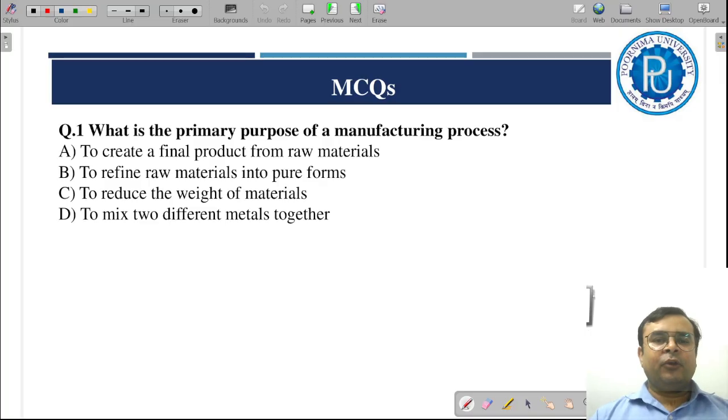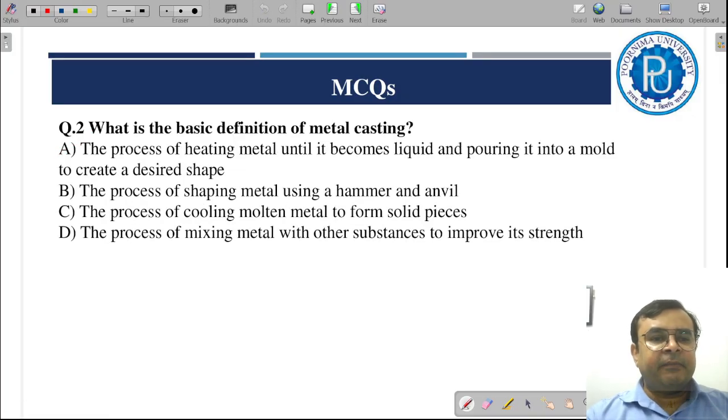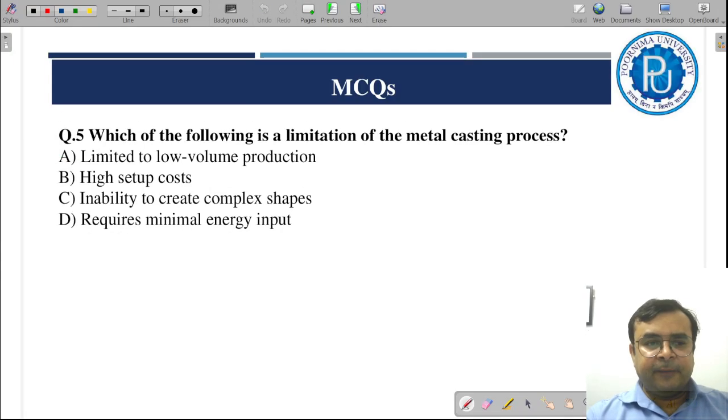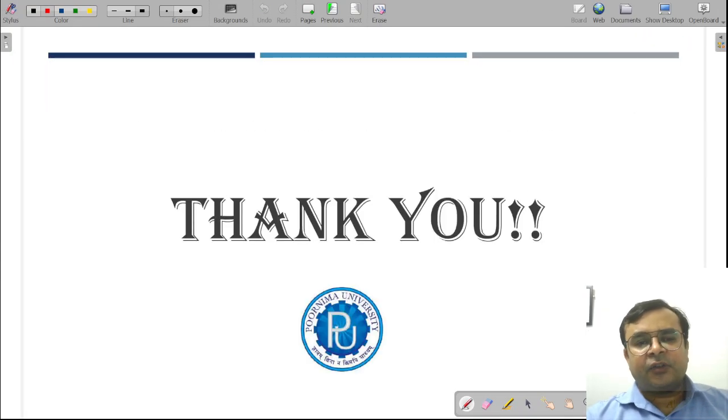Okay, so now the time is MCQ questions. So let's see one by one. What is the primary purpose of a manufacturing process? To create a final product from the raw material, to refine raw material, to reduce the weight, to mix different metals. The primary purpose of a manufacturing process is to create a final product from the raw material. Okay. What is the basic definition of metal casting? The process of heating metal until it becomes liquid and pouring it into the mold, this is called the metal casting process. Okay. So the rest of the questions you can just try.